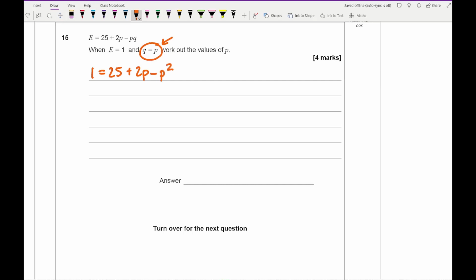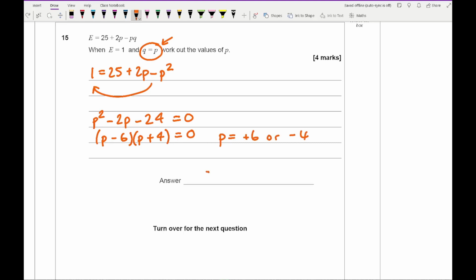Now this is slowly starting to look like a quadratic. So here what I've got is, if I take all of this over to this side, so I keep p squared positive, I end up with p squared minus 2p minus 24 equals 0. Now from this, what I need to then do is factorize the quadratic, or I could use the quadratic formula to solve. But here I'm going to end up with p minus 6 and p plus 4 equals 0. So p is going to equal positive 6 or minus 4. So here I'm just going to write 6 or minus 4.